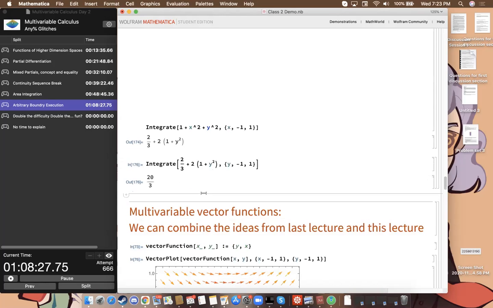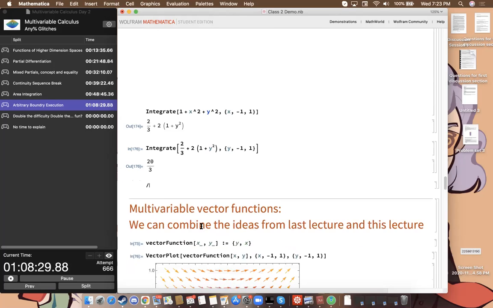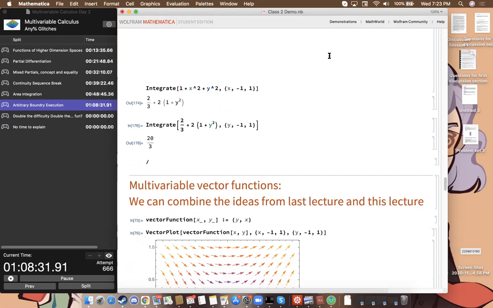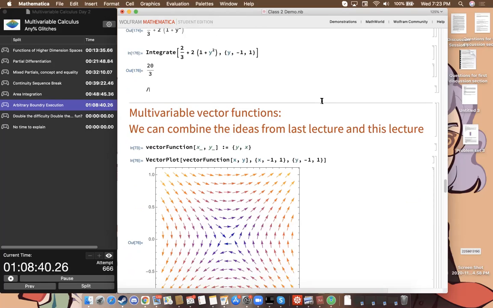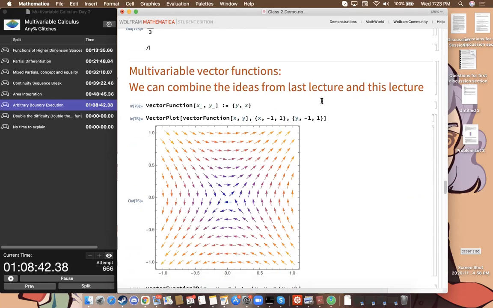And now we move to the section I labeled double the difficulty, double the fun. Spoilers, it only doubles the fun if you think this is fun. So for me, I'm having a great time. I don't know about you, but I'm having a great time, which is, what about multivariable vector functions? And we take ideas from the last lecture. I call it a lecture.